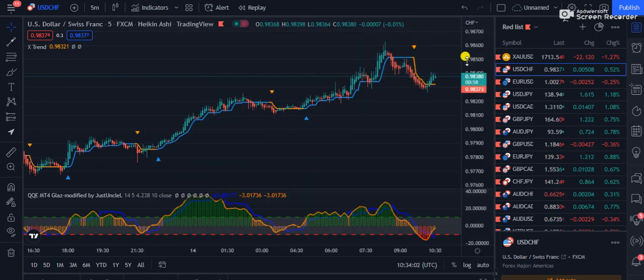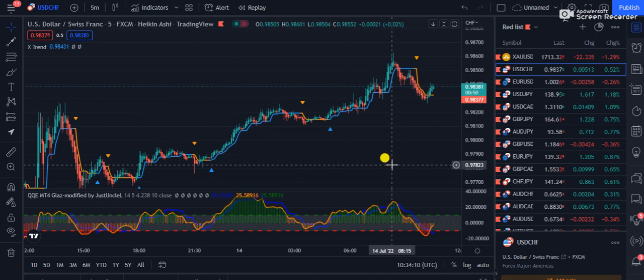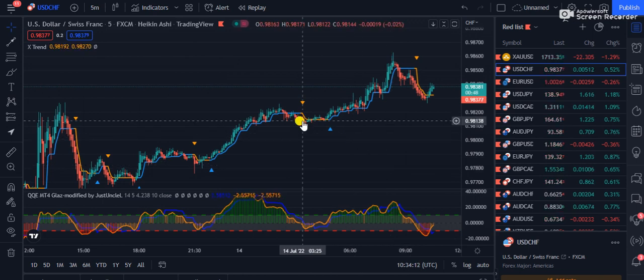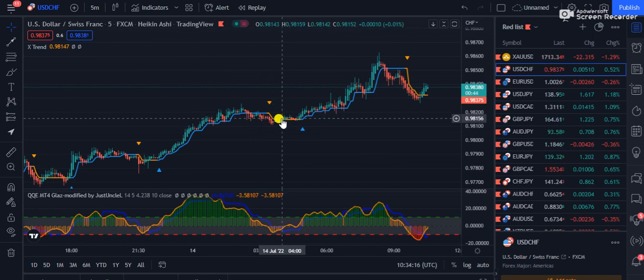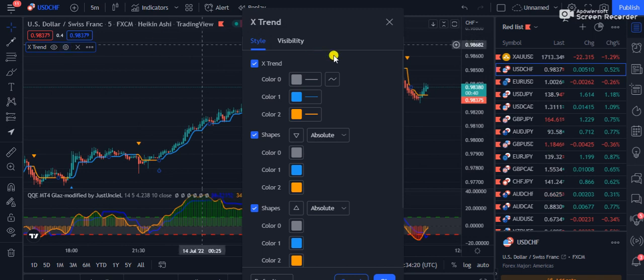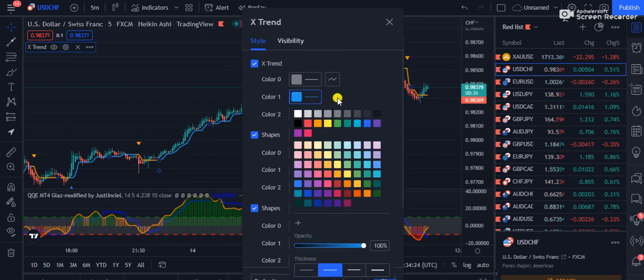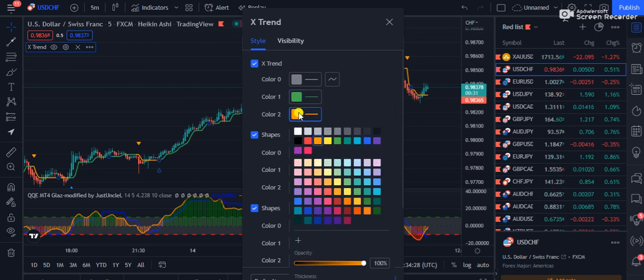Okay, so I have attached this one as well, and now you have to change a little bit of things in its settings because we want to modify this indicator as per our interest. First of all, you can see that we have some blue colors and yellow colors here. We basically don't want these colors, so we are going towards the settings, and then we have to change color 1 from blue to green, and the second one from yellow to red.